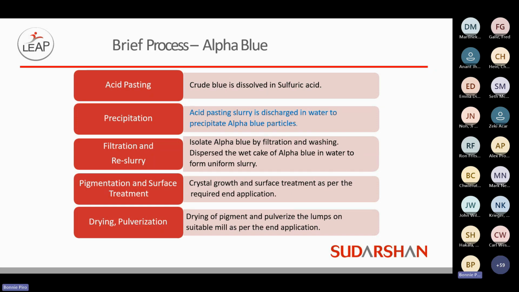Once the particles are precipitated out, they are filtered and re-slurried to provide a good uniform slurry. At this point, those crystals then begin to grow in the pigmentation steps. In some cases, chemical surface treatments are used, all depending on the end application area. And then the mechanical finishing steps of drying and pulverization are applied to create the final product for the targeted end application area.